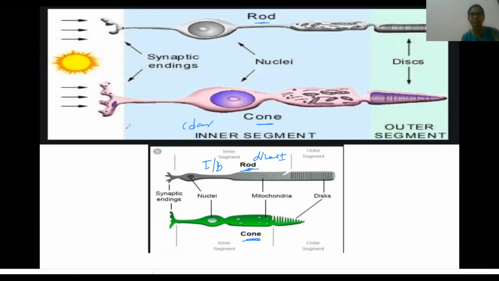These are the two kinds of cells. There will be rods and the cones. Remember, C for color and the remaining is intensity and brightness or a dim light. Okay, I hope this is clear.